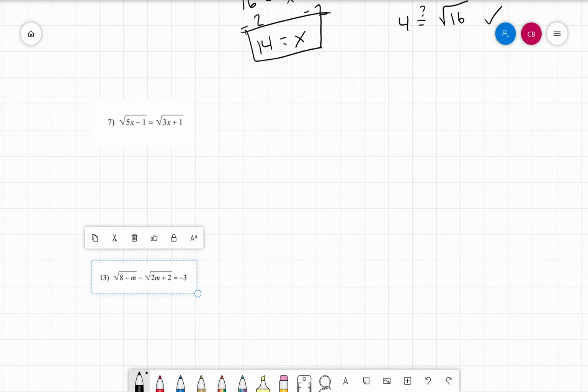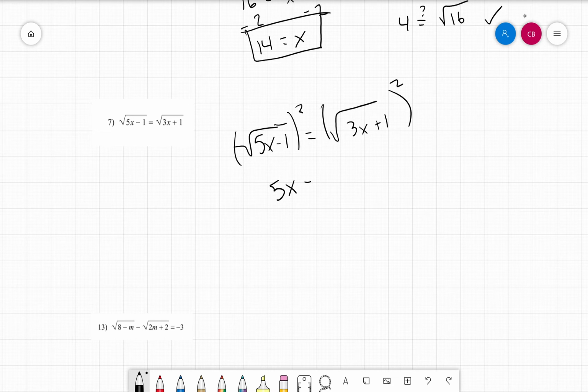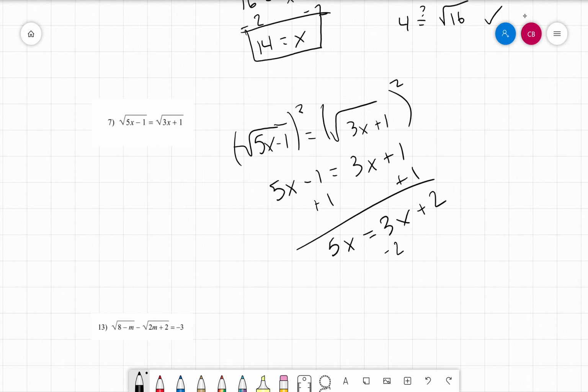For the next one, we have the square root of 5x minus 1 is equal to the square root of 3x plus 1. So in this case, we can square both sides. This gives us 5x minus 1 is equal to 3x plus 1. We add 1. 5x is equal to 3x plus 2. We subtract 3x. 2x is equal to 2, and then we divide by 2.